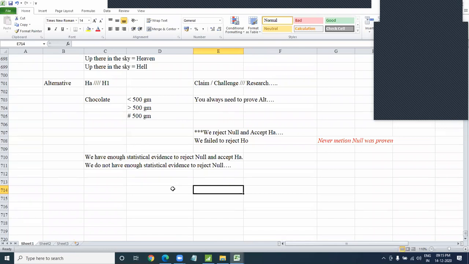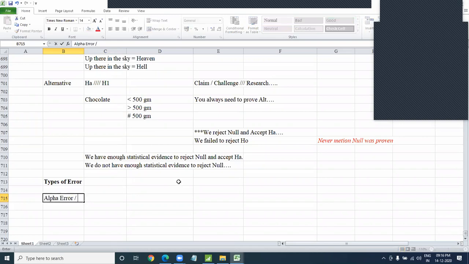So we already know what is null and alternate. While we deal with data, we can make mistakes, we can make errors. What are those types of errors? So types of error is what we're trying to understand. What are the different types of error while we deal with data? So there are two types of error that we can come across. One is alpha error.